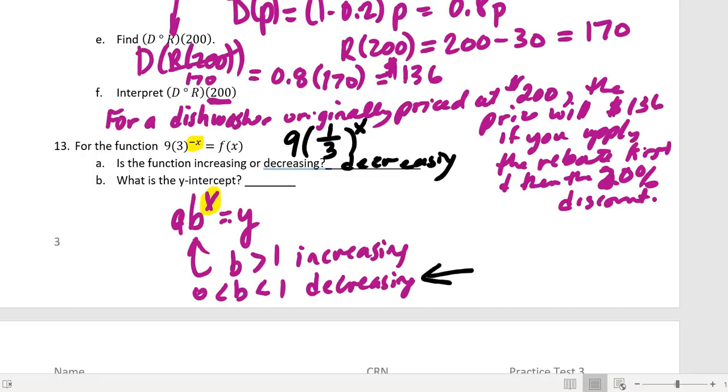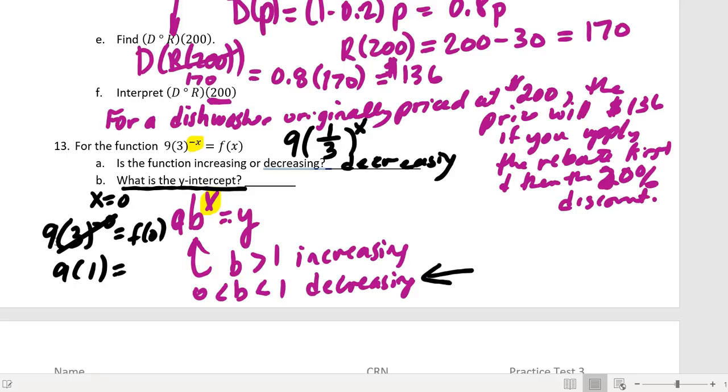Next, it asks us for the y-intercept. The y-intercept, no matter what type of function it is, we always know it's defined as x is equal to 0 because that's what a y-intercept is. It's a point where the curve or the line crosses that y-axis, and every point on the y-axis has an x equal to 0. So for this, we're just going to put in a 0 for x. Okay, so any base raised to the 0 power is 1. So I'll get 9 times 1 is equal to f at 0. So 9 is my y-intercept. And you can describe it as (0, 9), or you could just say 9. I'm okay with either way.